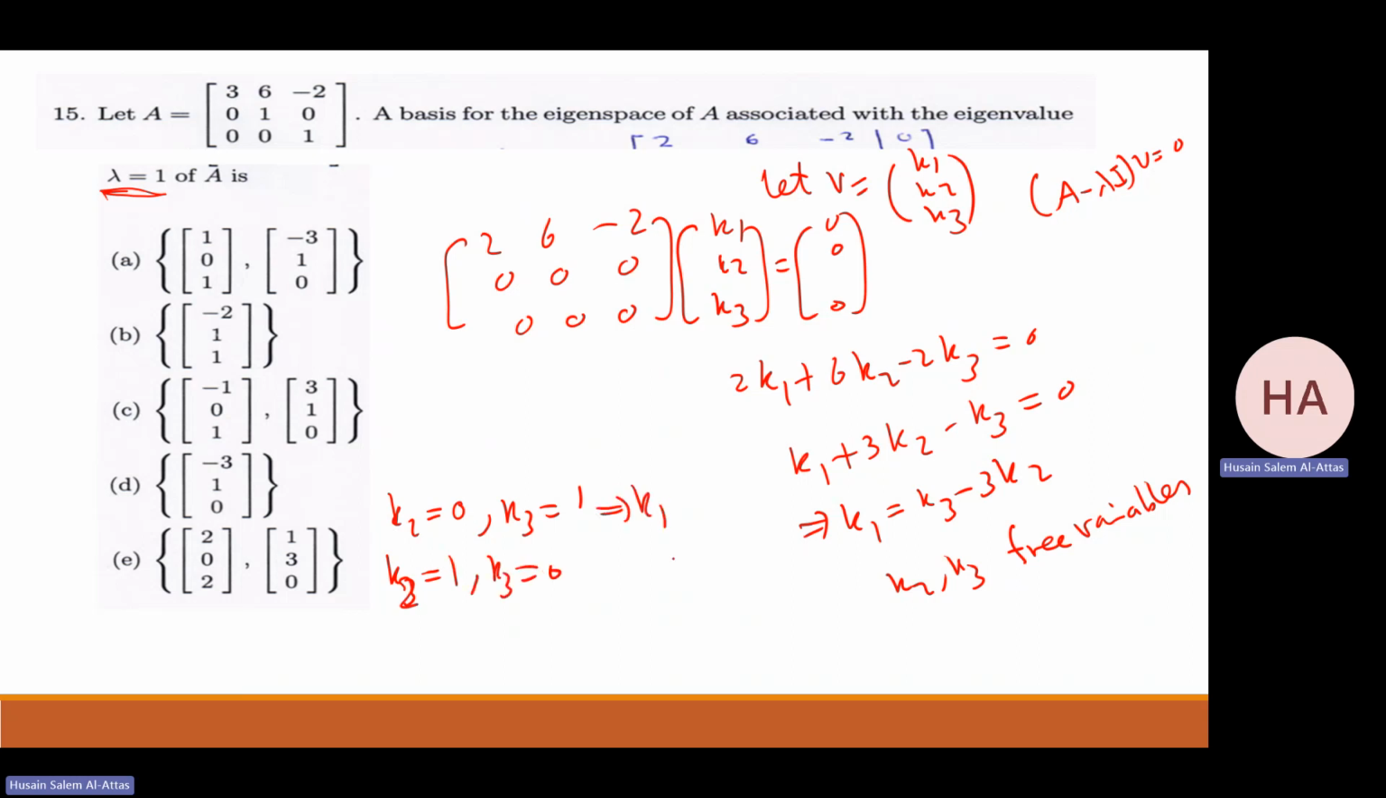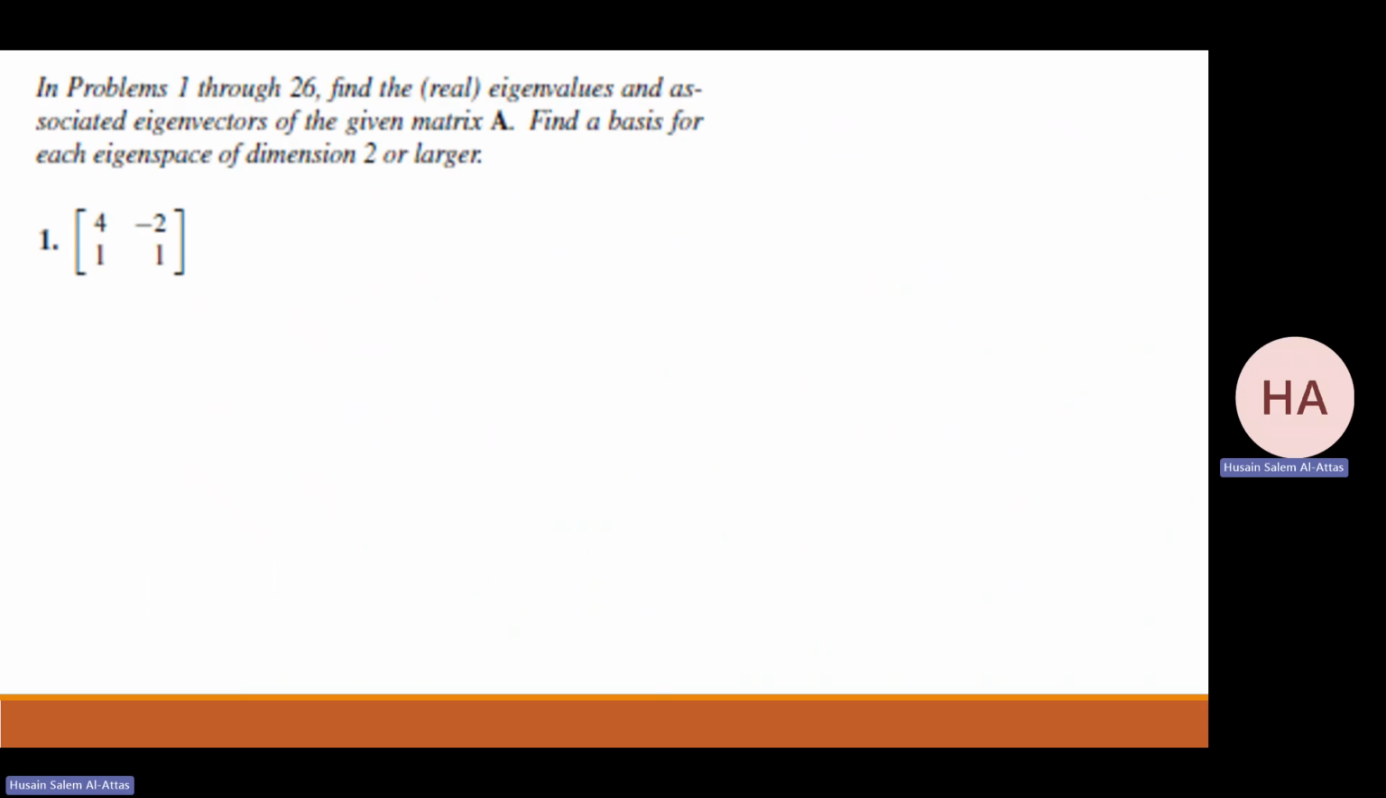What will be K1? In the first case, K1 will be 1, because it is 1 minus 3 times 0. In the second case, K1 will be what? 0 minus 3 times 1, which is minus 3. So what are the vectors? I have V1, 1, 0, 1, and V2, it will be minus 3, 1, 0. Which is this one? Okay.